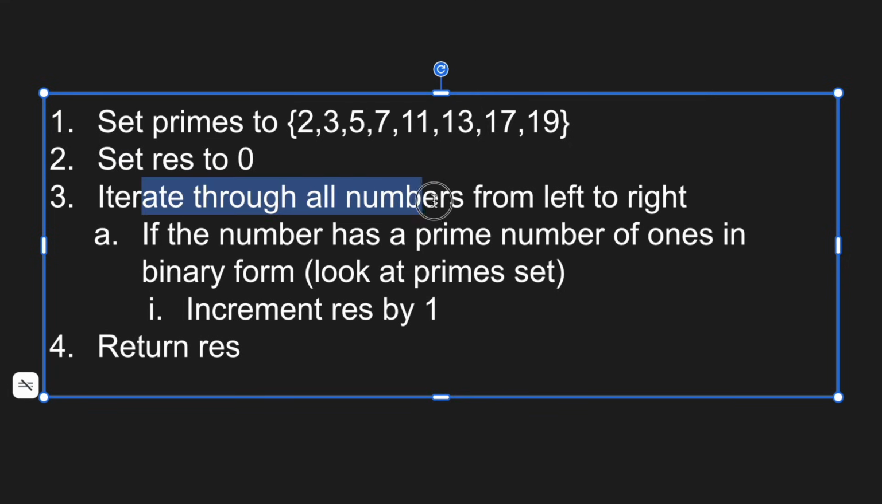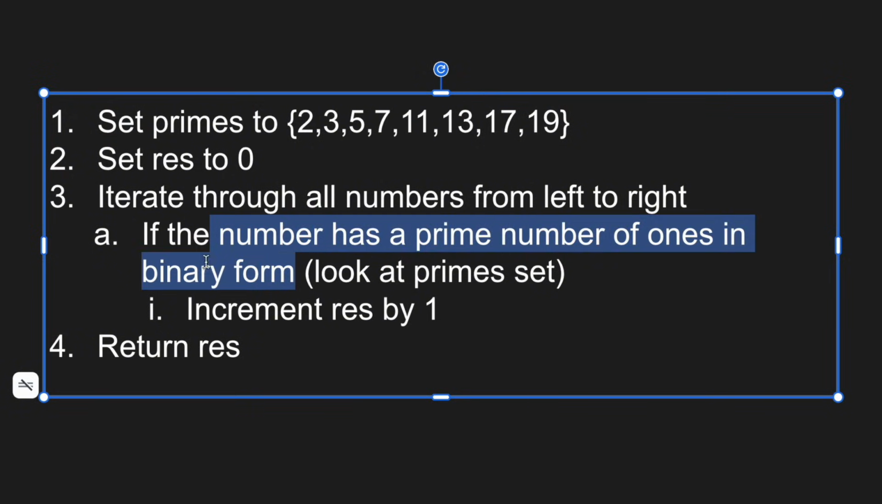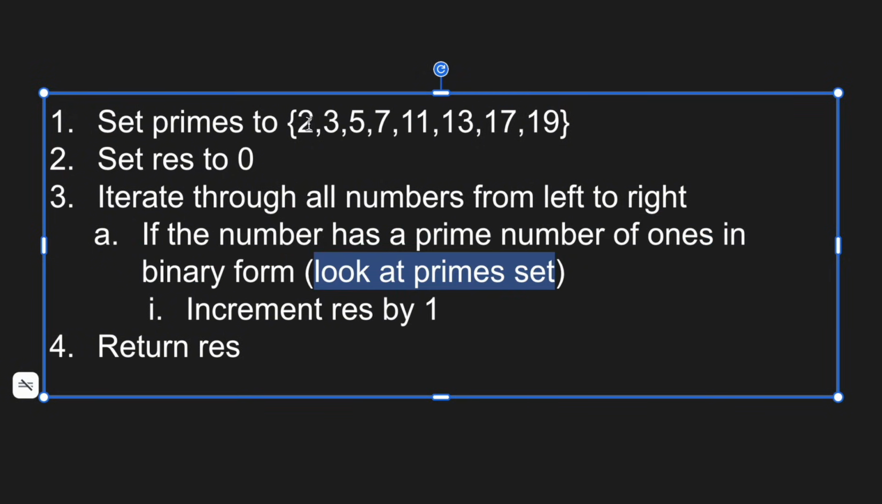And then we will iterate through all the numbers from left to right. And if the number has a prime number of ones in the binary form, and we can check that by just looking if the number of ones is in the prime set. If it is, then we can increment result by 1. And then finally, we can return result.